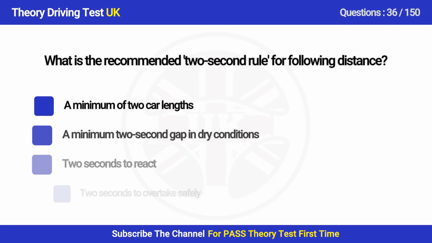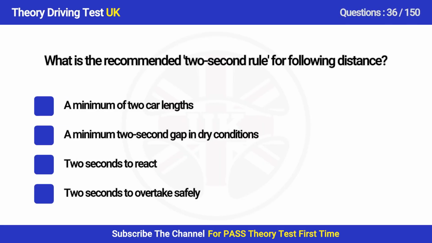Question 36. What is the recommended rule for following distance? A. A minimum of 2 car lengths. B. A minimum gap in dry conditions. C. 2 seconds to react. D. 2 seconds to overtake safely.